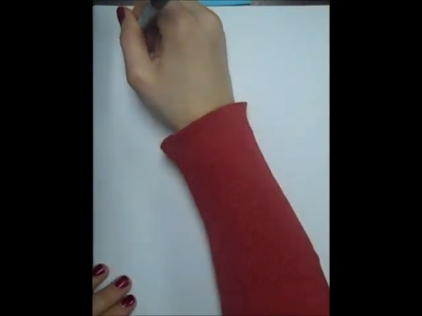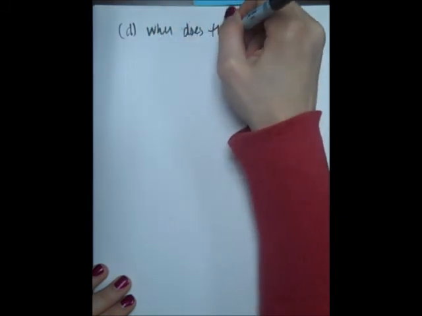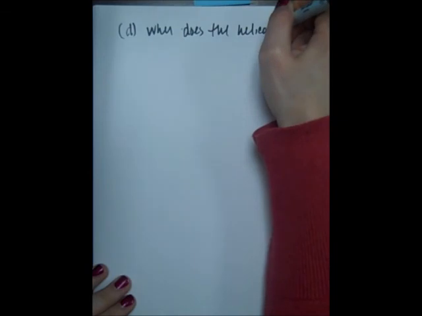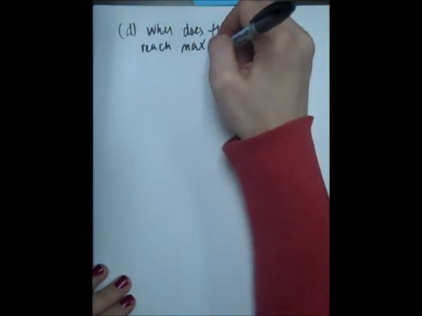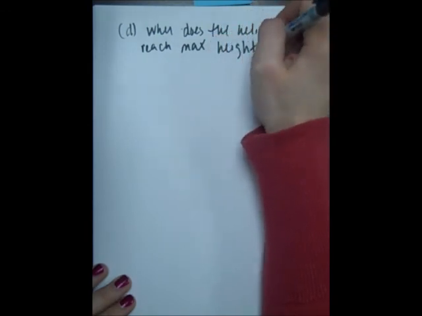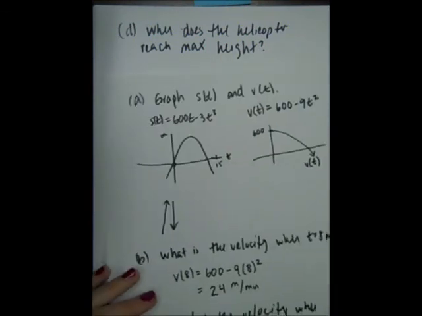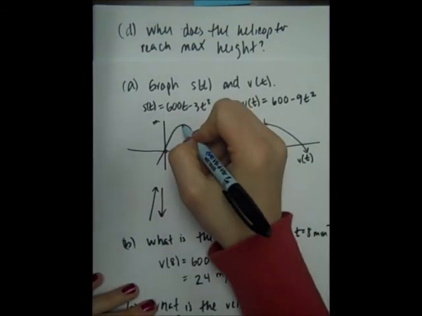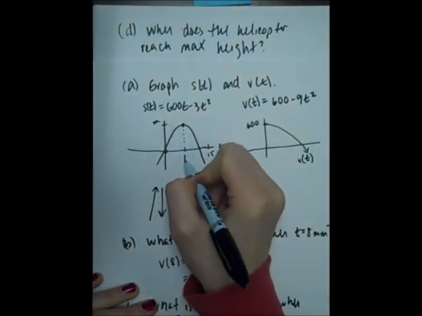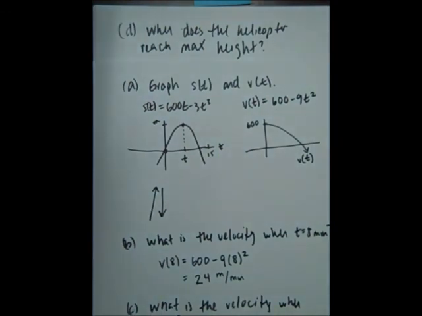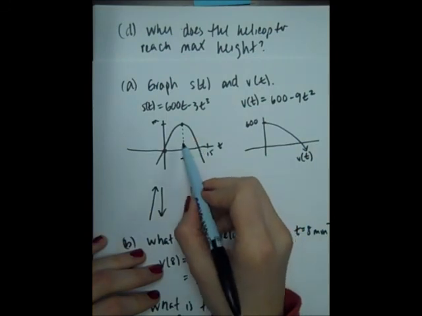Last question to ask here. When does the helicopter reach the maximum height? If we go back to our picture of height, or the position here, here's where I reach the maximum height. I'm looking for what is that t value. Hopefully we can see that's the question that we're asking. Here I reach maximum height. I want to know what's that t value.